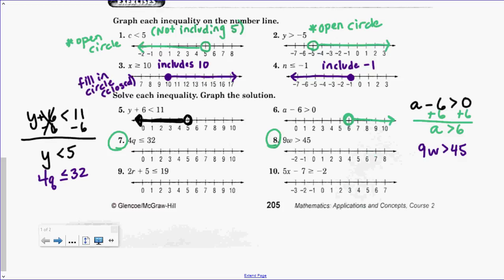Okay, when I divide by 4 on both sides, I get that q is less than or equal to 8. So I'm going to include 8 because it can be 8. Okay, that's what the or equal to part means. But it has to be less than that, so it's all these numbers to the left. And then over here, if I divide both sides by 9, I get that w is greater than 5. So w has to be more than 5. It can't be 5, though, so I'm going to keep that as an open circle. Okay, hopefully you're using a different color when you graph because it'll be easier to see the open or closed. How did you do?